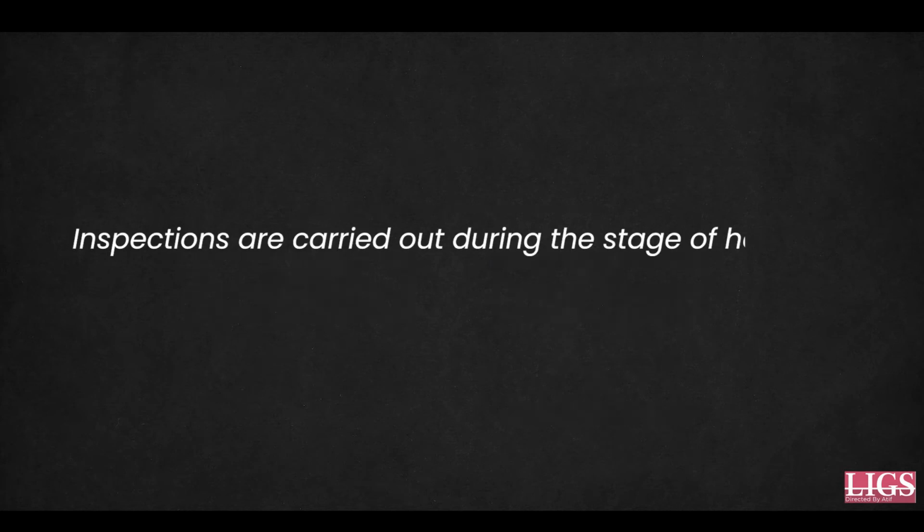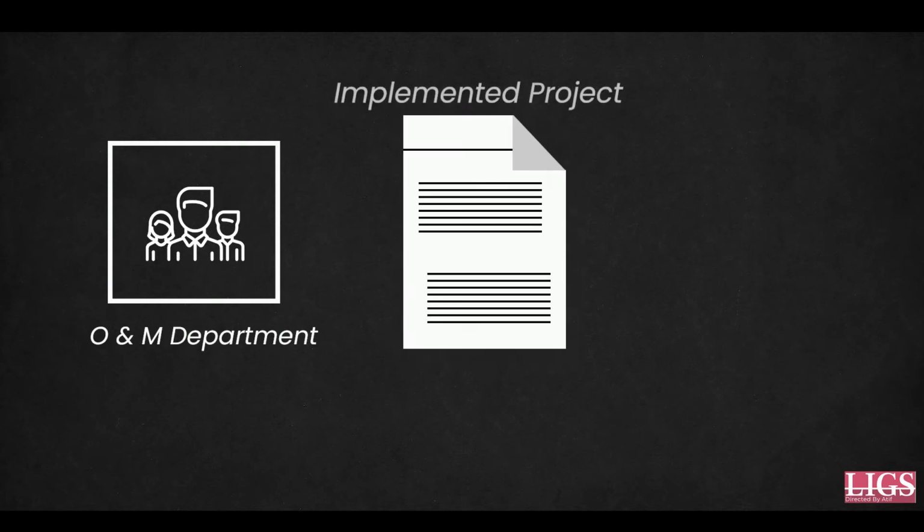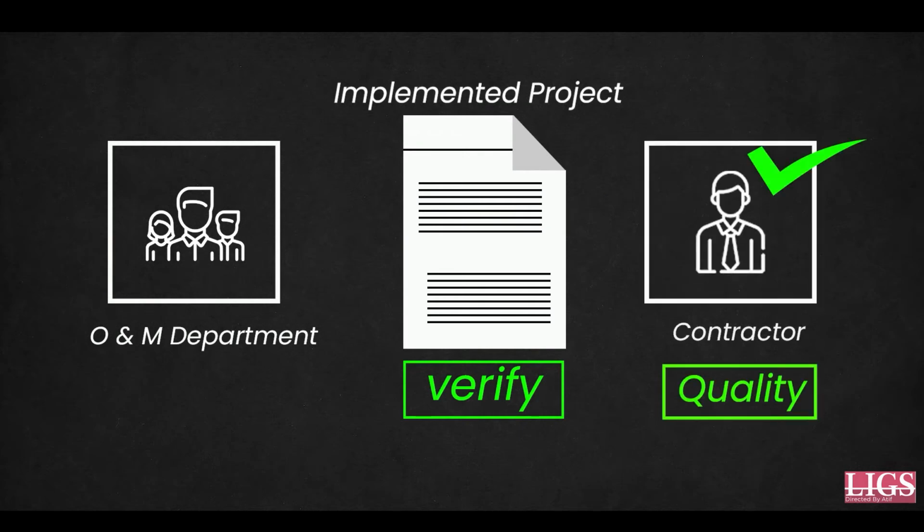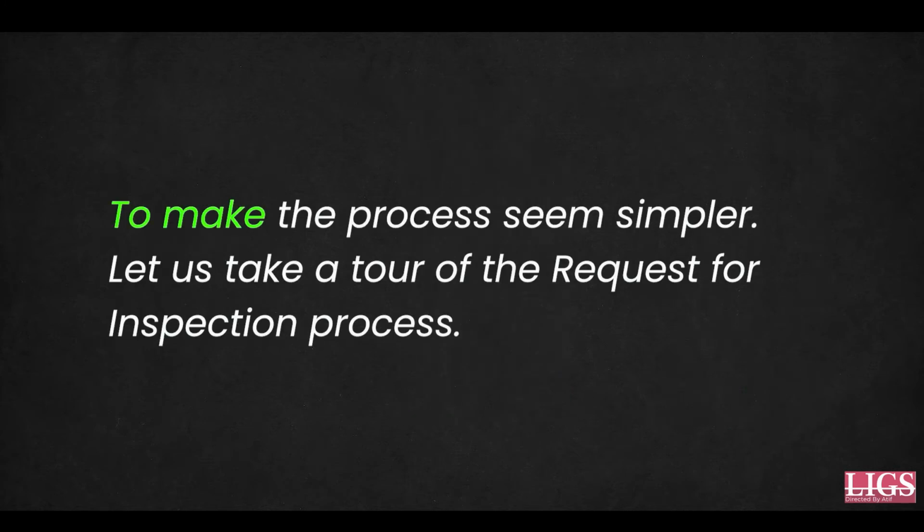Inspections are carried out during the stage of handover. The main purpose is that the respective operation and maintenance department need to verify that the implemented projects and their respective assets are operable and whether the contractor has adhered with all quality standards mentioned in the contract. This is an important step before the operation and maintenance department takes over the assets for operation and further opens for public use. To make the process seem simpler, let us take a tour of the request for inspection process.